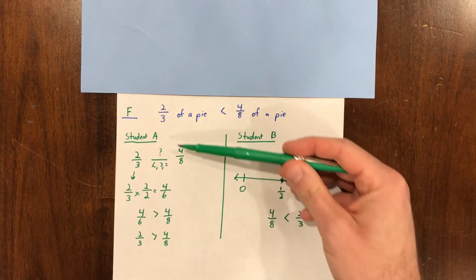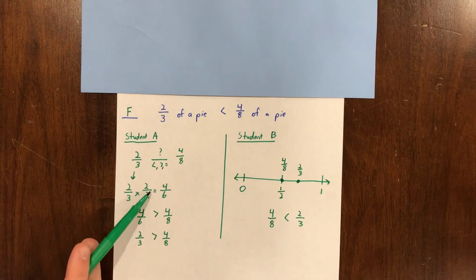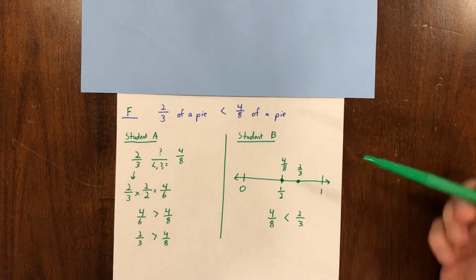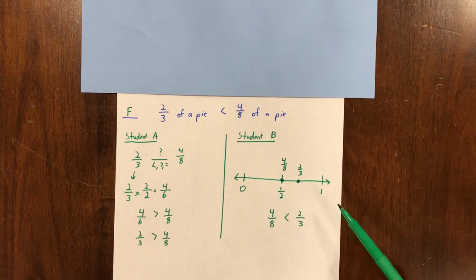This is how student A solved. You can see they found a common numerator. Use that to compare. This is how student B solved, using a number line with half as a benchmark. I'm wondering, which strategy do you think is right? Say it out loud.